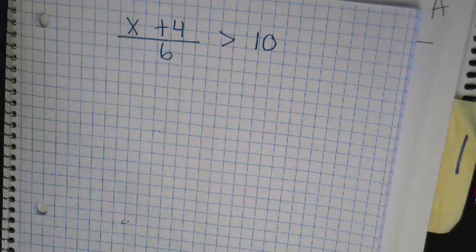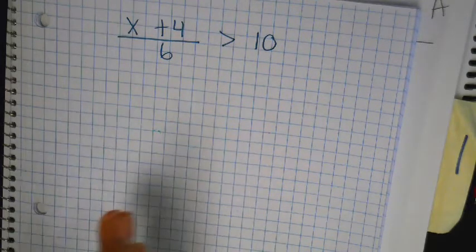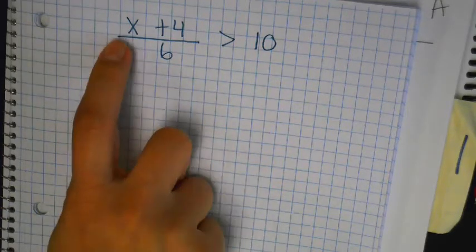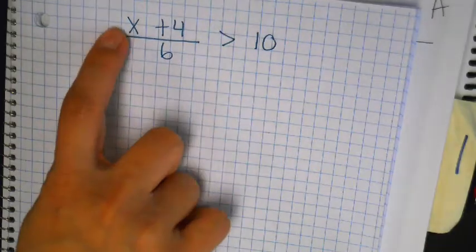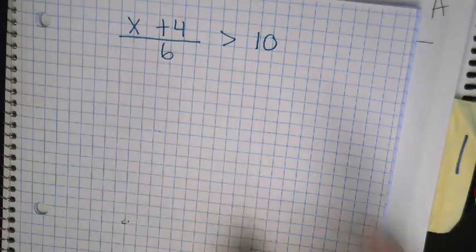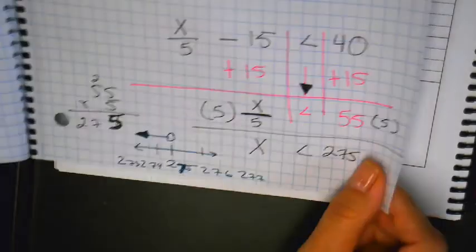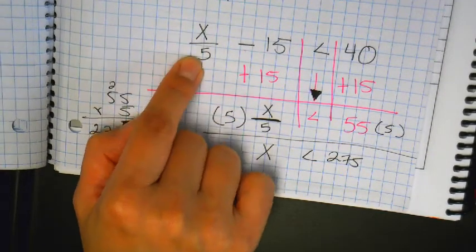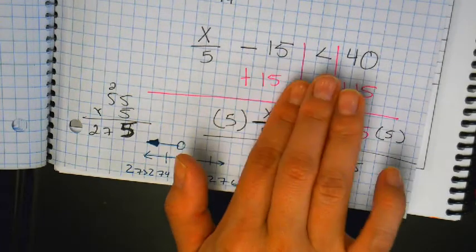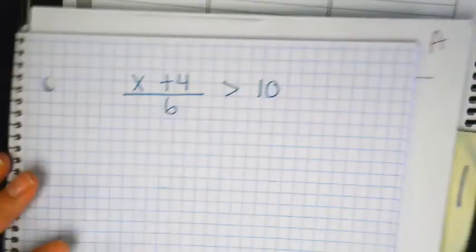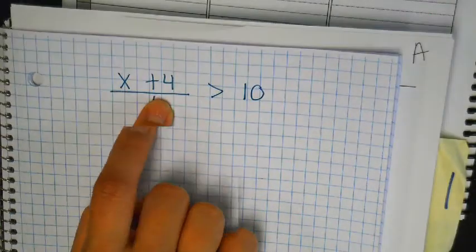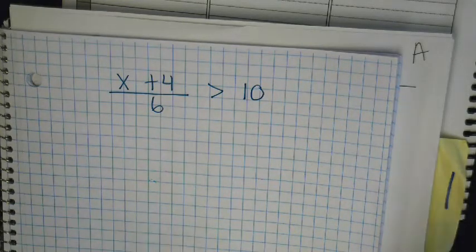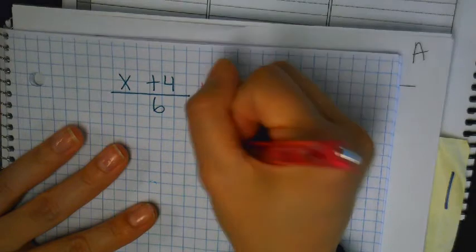What I need you to see is that there's a difference. Do you guys see how this division bar is over the whole problem? Like the one that we just finished, the division was just underneath one, the x divided by 5. The minus 5 was separate. And this one, it's divide everything by 6. Do you guys see the difference between the setup?